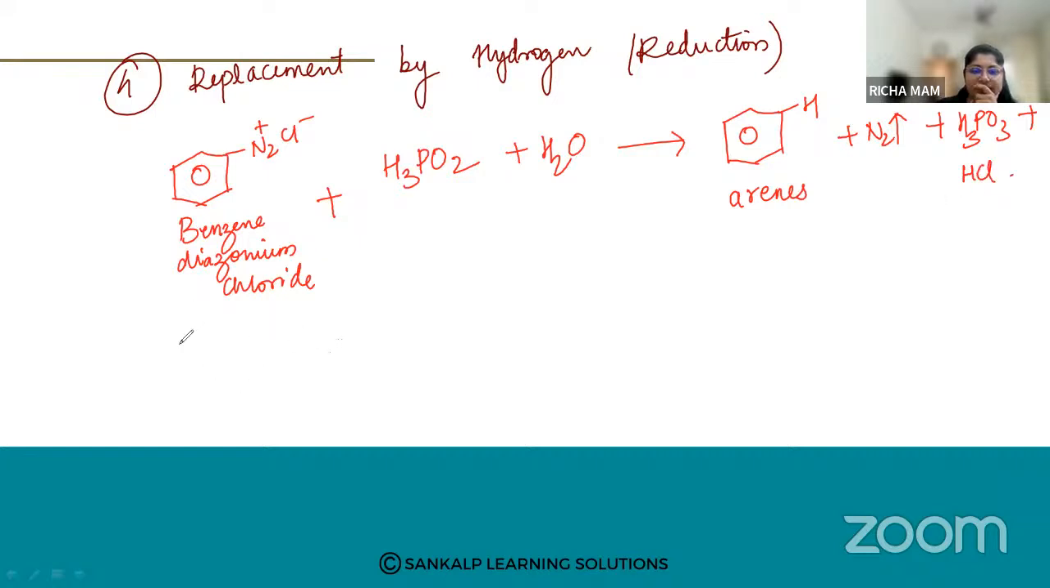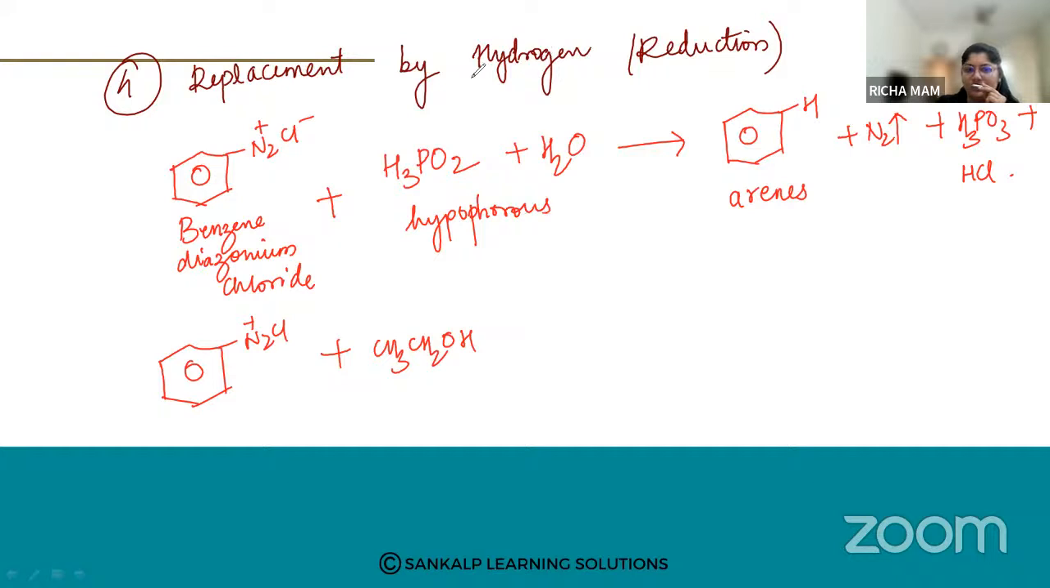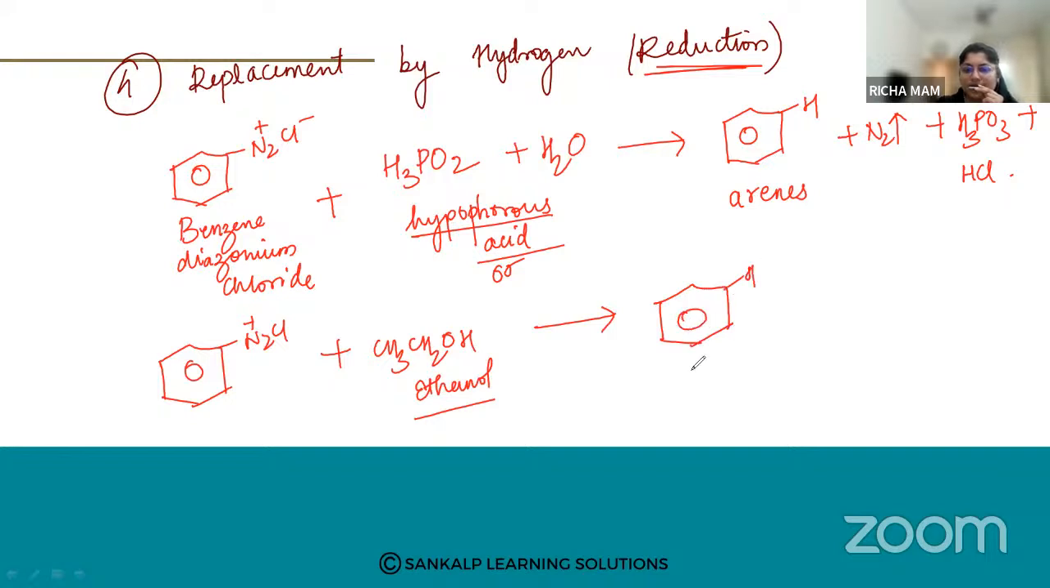One more example I can give you. Again, benzene diazonium chloride, if I treat it with ethanol, ethyl alcohol. Either you can do reduction with hypophosphorous acid, or you can take ethanol. It is possible with hypophosphorous acid or ethanol. So what I'm going to get? I'm going to get benzene.